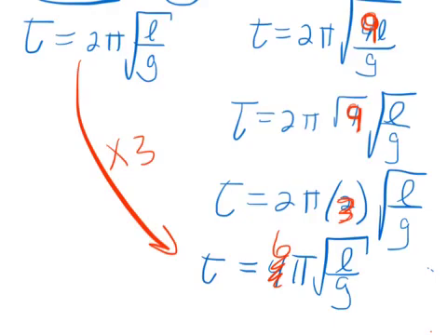Okay? So any number that L goes up by, the period's going to go up by the square root of that, because L was originally under the square root in the equation. So you'd have to take the square root of whatever that increased factor is.